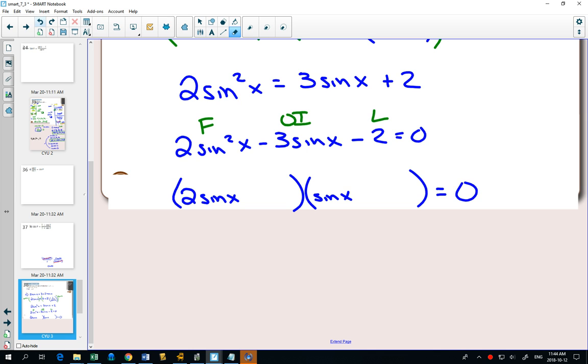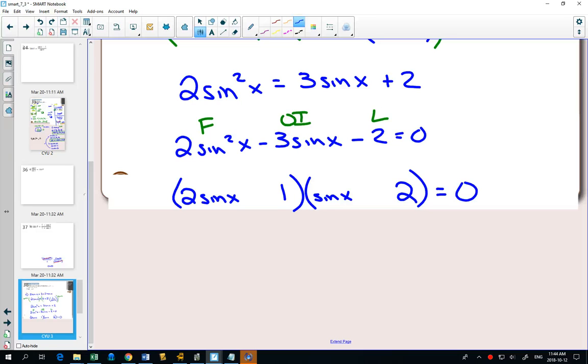Now I know that my last ones have to multiply to 2, but now the order matters. Because if I do 2 and 1 this way, then my outside is 2 and my inside is 2. That never makes 3, so I know that has to be wrong. But if I do 2 here and 1 there, now my outside is 4 and my inside is 1. Does 4 and 1 ever make 3? Yes. So I know this is probably going to be right.